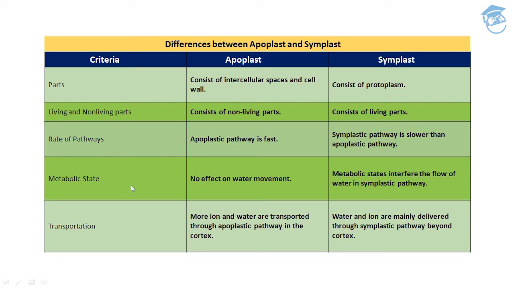Then on the basis of rate of pathway criteria, apoplastic pathway is faster, whereas symplastic pathway is slower than apoplastic pathway. Then on the basis of metabolic state, no effect on water movement is there, whereas in symplast, metabolic state interferes with the flow of water in symplastic pathway. And on the basis of transportation criteria, more ions and water are transported through apoplastic pathway in the cortex, and in symplast, water and ions are mainly delivered through symplastic pathway beyond cortex.